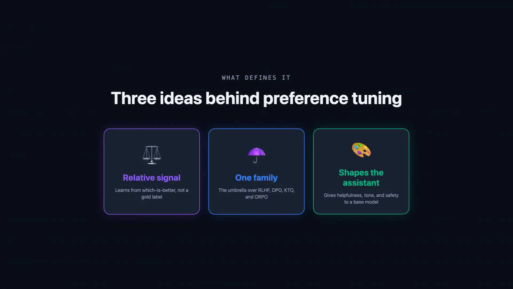It shapes a model's whole character. Helpfulness, tone, and safety, the feel of a good assistant, come from this stage. It's where a capable but unruly base model becomes something people actually want to talk to, and it's one of the most active research areas in AI.